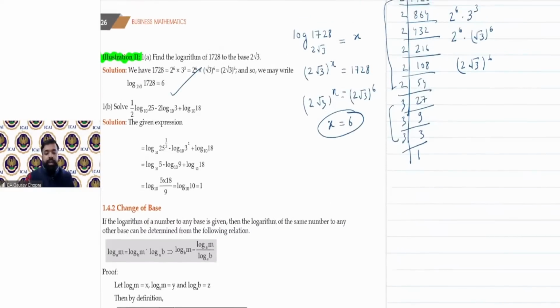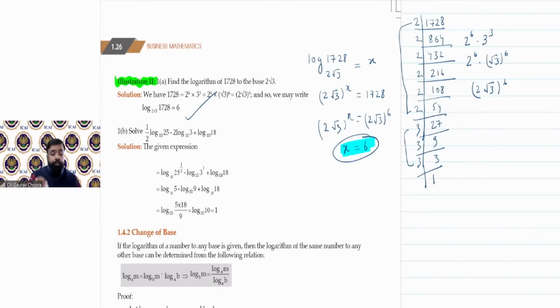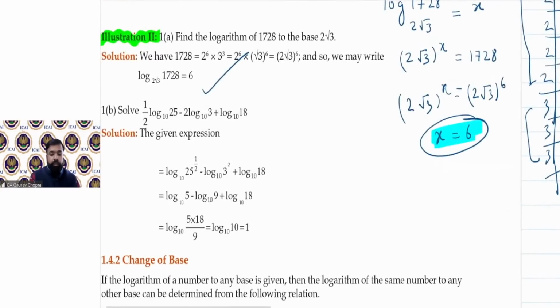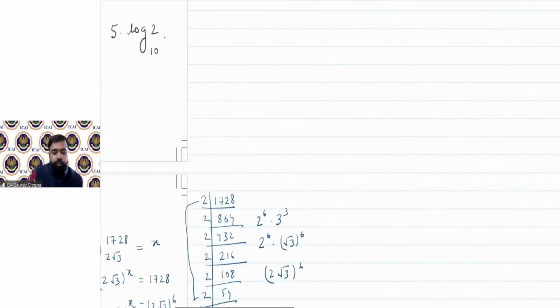So now the second illustration was simply the factorization. We have to do the factors and make the base equal. Whenever your bases are equal, then powers will also be equal. So this was example number 2. Now the second part of this example number 2 says you have to simplify half log of 25 base 10 minus 2 log of 3 base 10 plus log of 18 base 10.